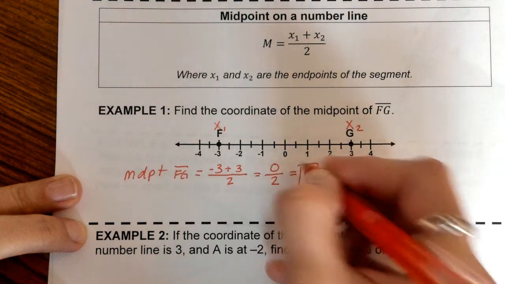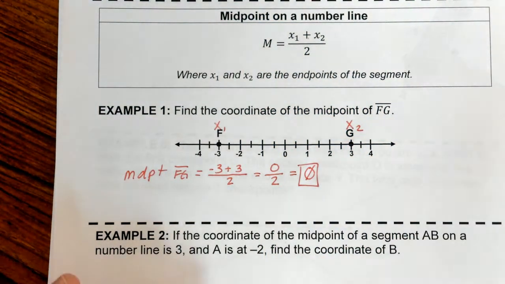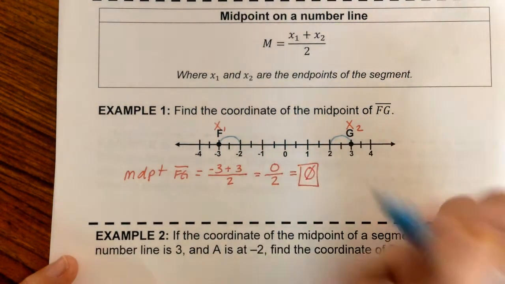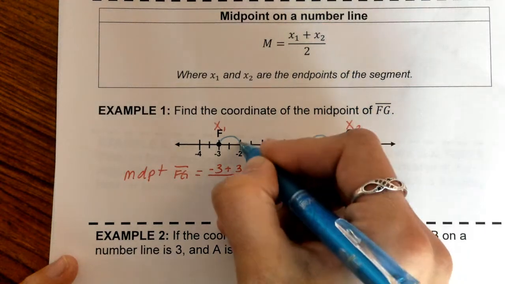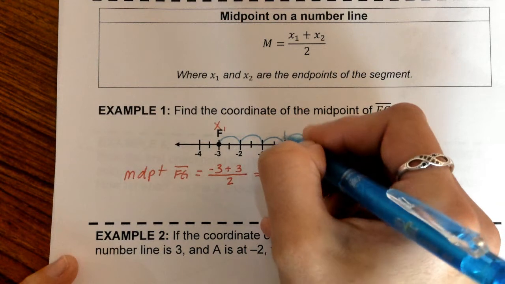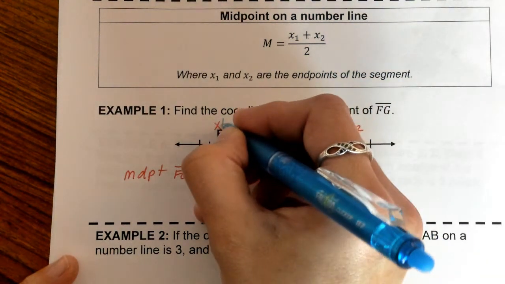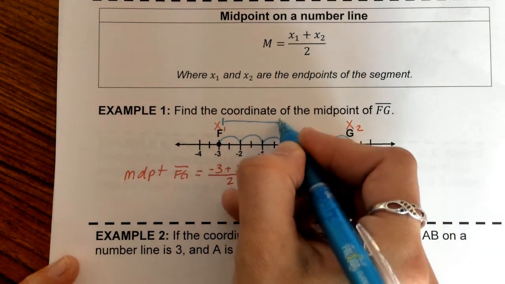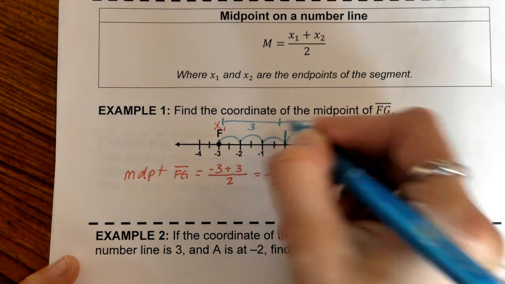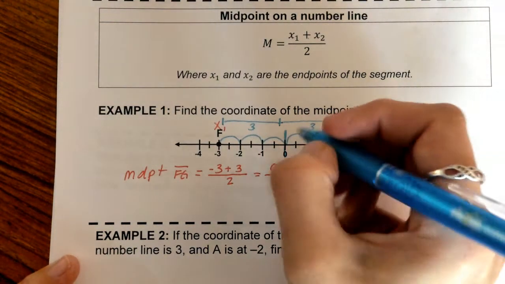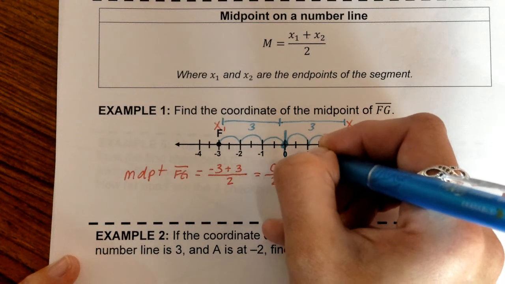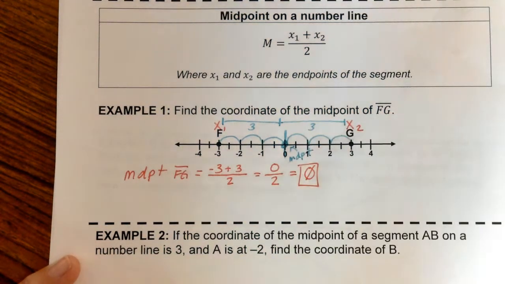So there's our midpoint. And if you take a look, if you start moving, you go 1 this way, 1 this way, 2, 2, 3, 3. Oh, they meet right here. So between point F and our midpoint is 3 jumps. Between G and our midpoint is also 3 jumps. And we find ourselves right here at your midpoint.